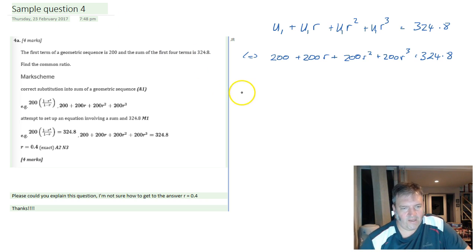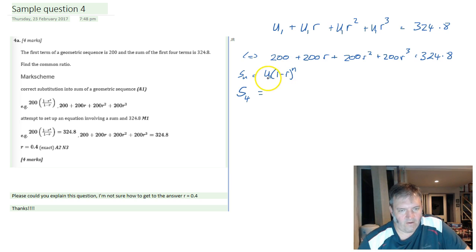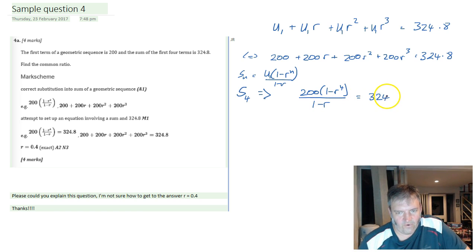The alternate way of doing it is, of course, we know the sum of the first four. When we're doing the sum of the first n terms of a geometric sequence, remember it's u1 times 1 minus r to the power of n over 1 minus r. Whoops, I put my bracket in the wrong place there, didn't I? Let's fix that one up. 1 minus r to the power of n divided by 1 minus r. So you could have done it that way as well, and in that case we would have had 200 times 1 minus r to the power of 4 divided by 1 minus r equals 324.8.